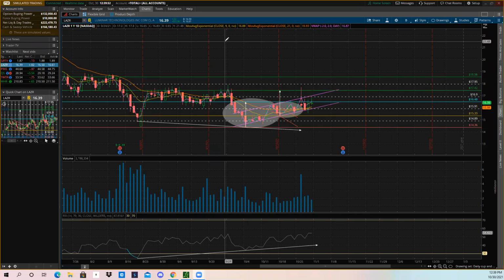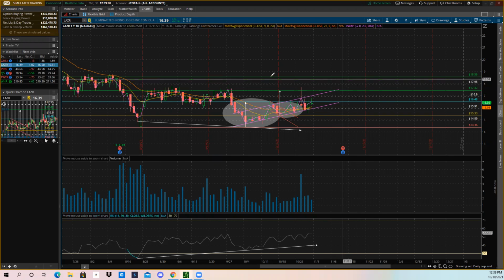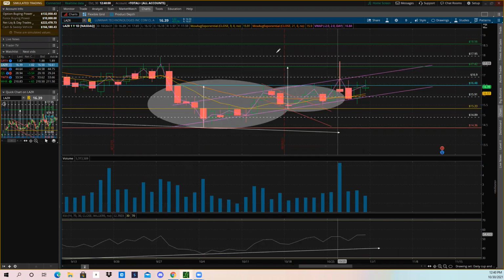So for today's video, we're going to be looking at LAZR, Luminar Technologies. If you watched my previous video, you could have made some money off of the cup and handle. We'll go over that pattern again real quick. It was right here. This was our cup. We came down, this is the bottom of our cup, came back up, and then this was our handle, right here. So boom, boom, that's a cup and handle.